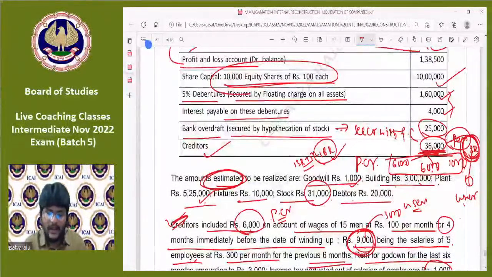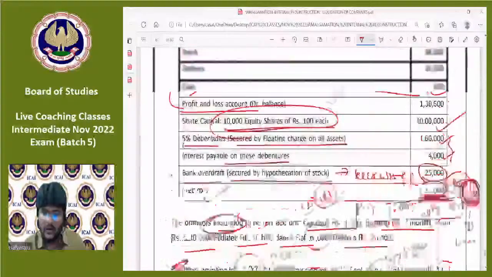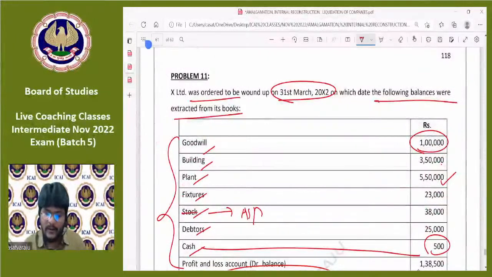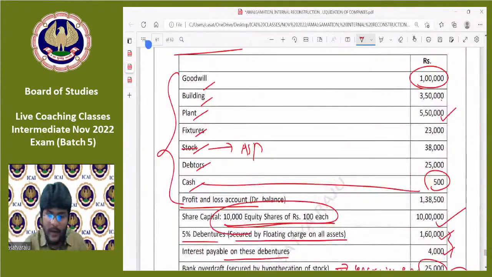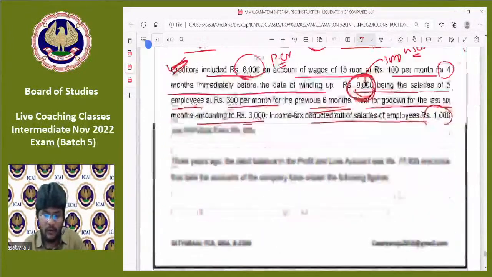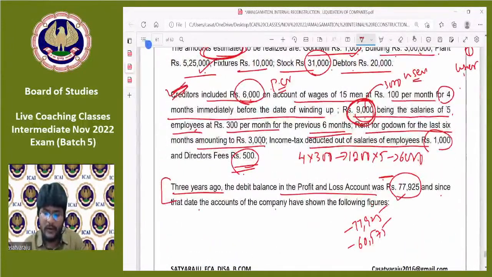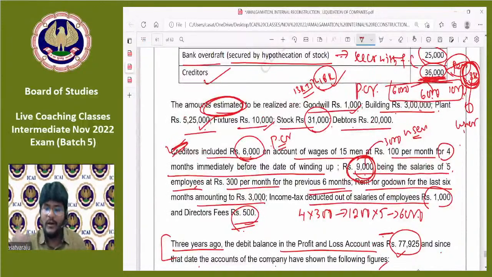Plant book value 5,50,000. How much did you realize? 5,25,000, which is profit actually, plus 25,000. Sorry, I'm so sorry. Plant book value 5,50,000, we realized at 5,25,000. Still loss only, I wrongly said profit. Still loss only, 25,000. Next, after plant, fixtures: 23,000 is the book value. Fixtures realizable value is how much? 10,000. Loss of 13,000, minus 13,000.